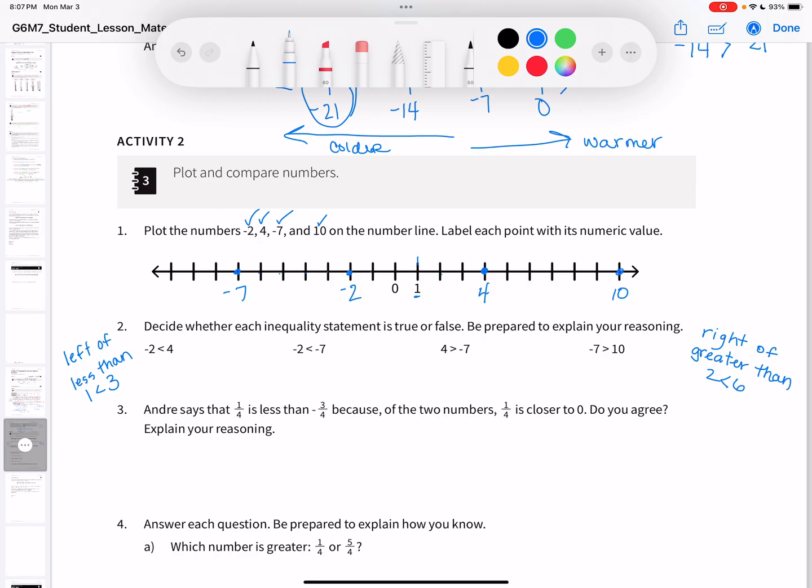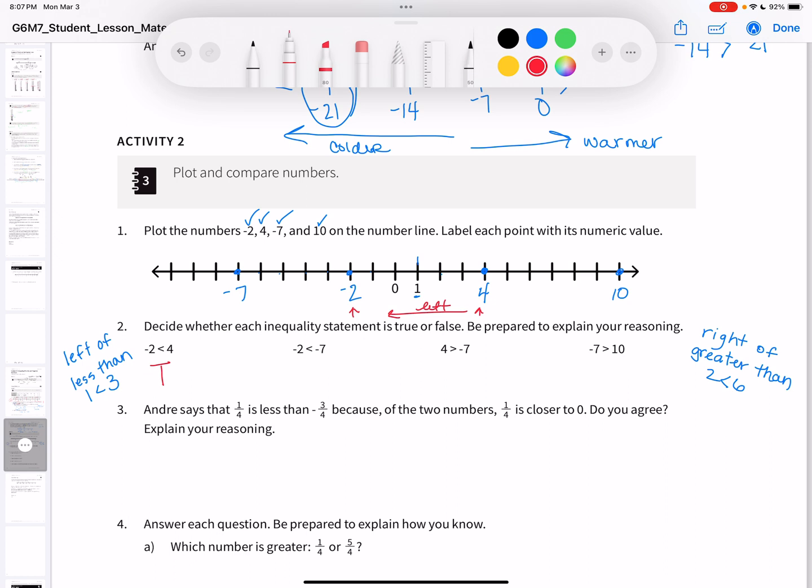All right, so decide whether each inequality is true or false. Negative 2 is less than 4. Well, let's look where negative 2 is. Negative 2 is here, and 4 is here. Is negative 2 to the left of 4? Yes, so it is less than.